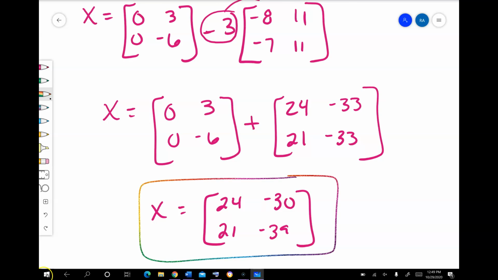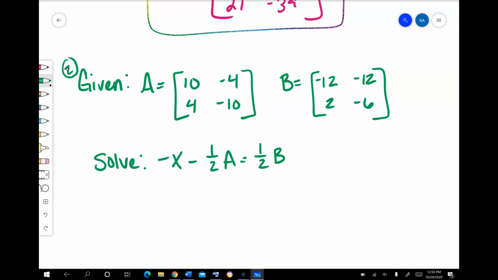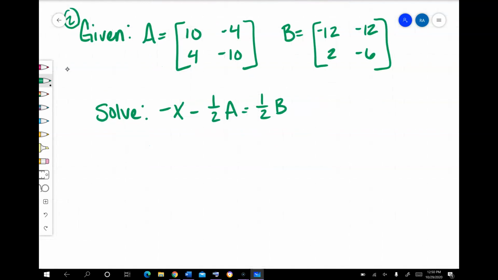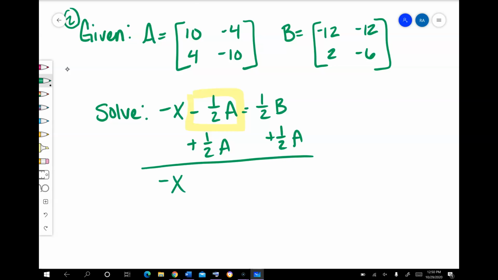Okay, so let's do another one. Number 2, I give you matrix A and matrix B, and I want to solve negative x minus 1/2 A equals 1/2 B. Again, we're just going to get x by itself. The first thing you do is get rid of the term that doesn't have x in it. This is the term that doesn't have x in it, and it's negative, so I'm going to add it to both sides. When I do that, I get negative x, that cancels, equals 1/2 B plus 1/2 A.